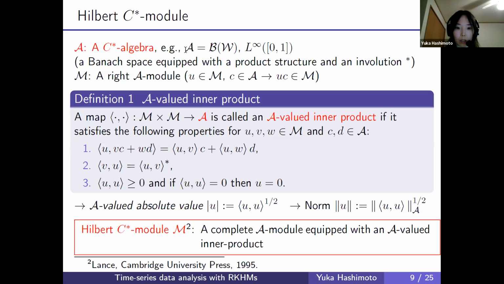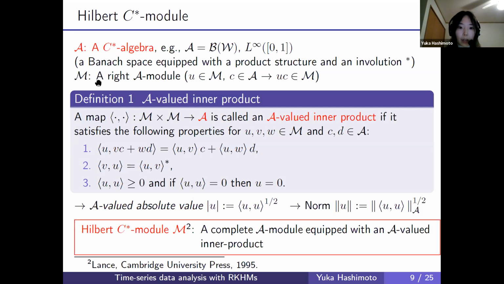Important examples of C-star-algebras are the space of bounded linear operators on a Hilbert space W and the space of L-infinity functions on a measure space. In the case of A equal to the space of bounded linear operators, the product structure corresponds to the composition of operators, and the involution corresponds to the adjoint of operators.